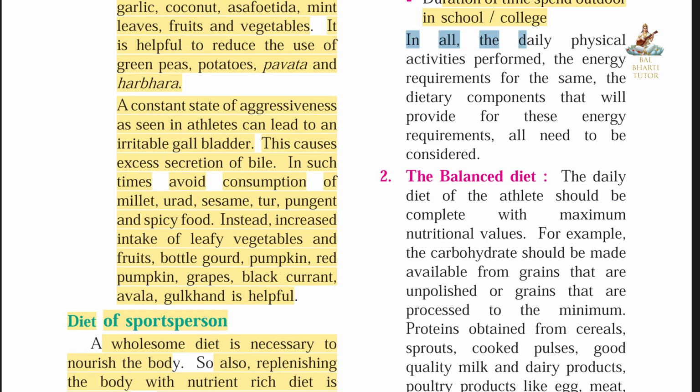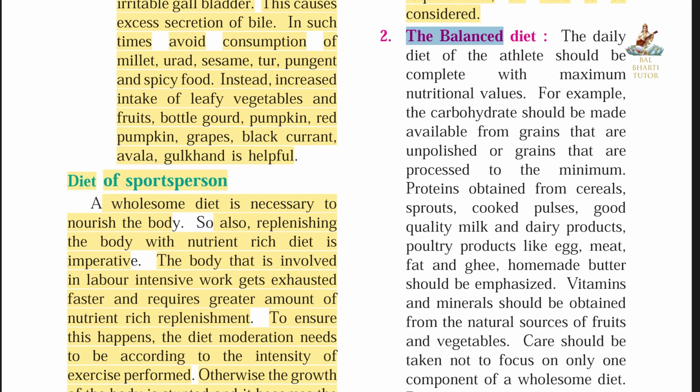In all, the daily physical activities performed, the energy requirements for the same, the dietary components that will provide for these energy requirements all need to be considered. Second, the balanced diet. The daily diet of the athlete should be complete with maximum nutritional values. For example, the carbohydrate should be made available from grains that are unpolished or grains that are processed to the minimum. Proteins obtained from cereals, sprouts, cooked pulses, good quality milk, and dairy products.